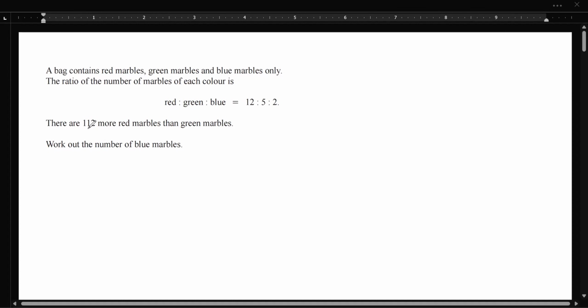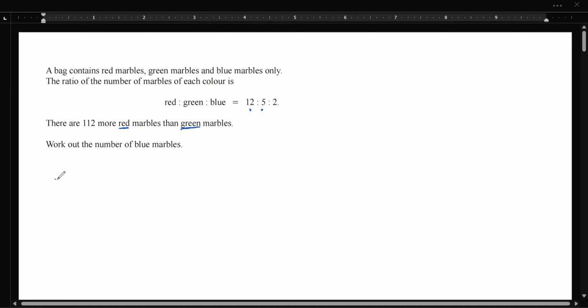There are 112 more red marbles than green marbles. Be careful that they discuss only the red marbles and the green marbles. So we are going to discuss only the ratio of red marbles and green marbles. They mention here that there are more red marbles than green. So how many green marbles? We don't know. How many red marbles? We really don't know. Let's think about this.